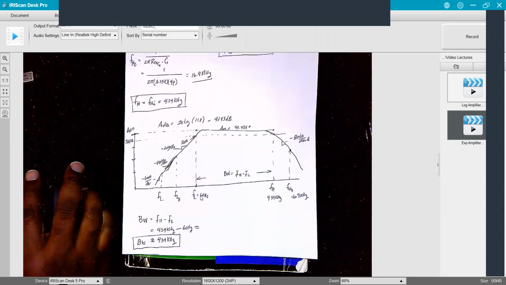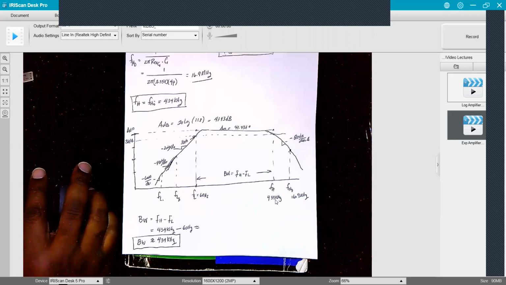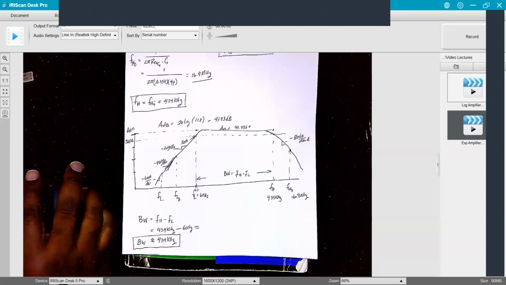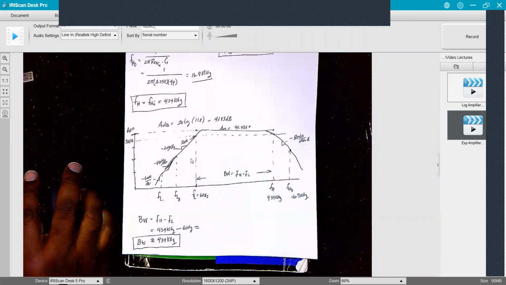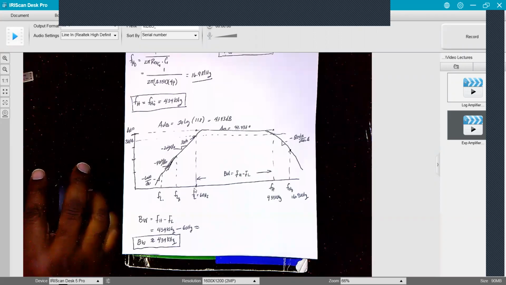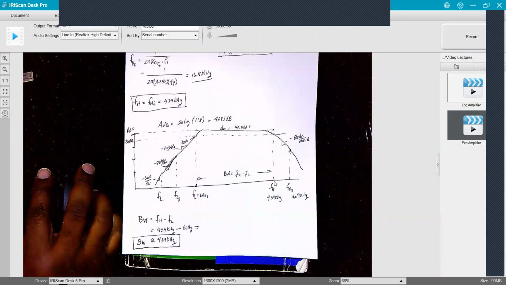F sub L is about 60 hertz. F sub H is about 434 kilohertz. So this is our bandwidth. F sub H minus F sub L is the definition of bandwidth. So at F sub H, my gain is actually down 3 dB from this point here, so it's about 38 dB here. And at F sub L is also down 3 dB, so about 38 dB here. So I just drew this dotted line across here, and here's F sub L, here's F sub H.